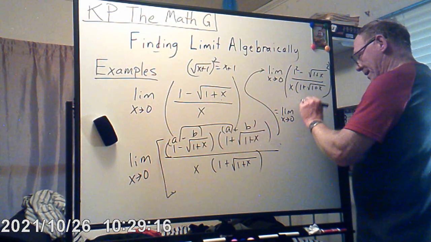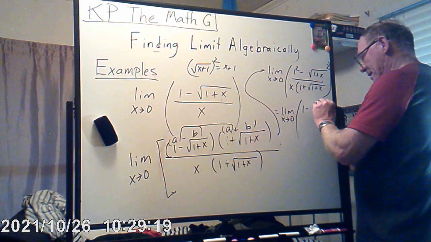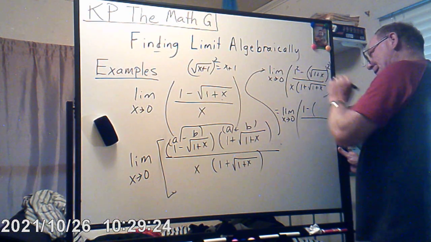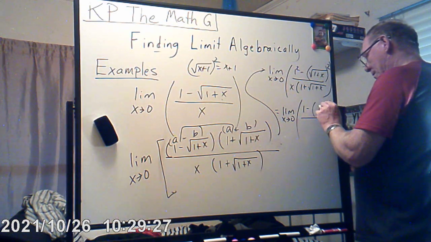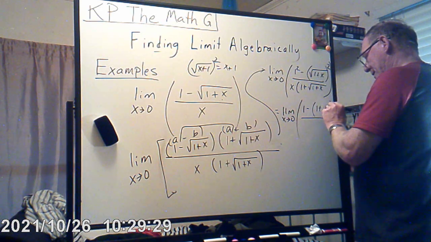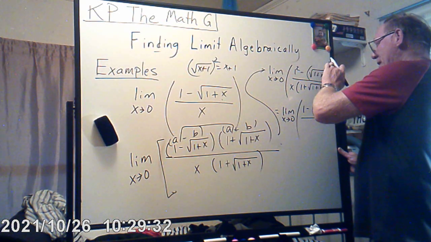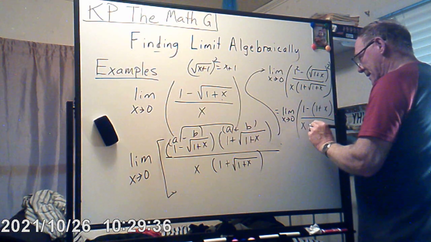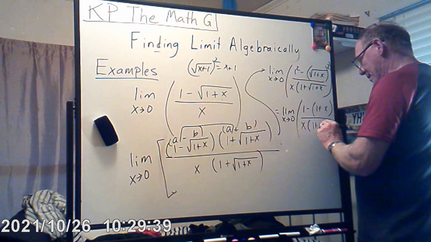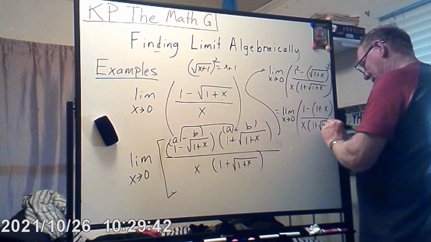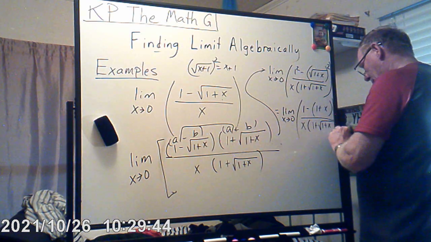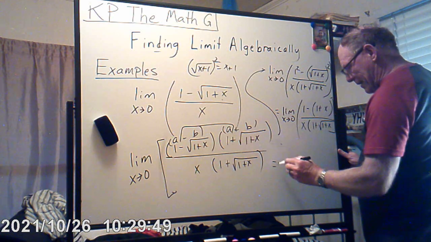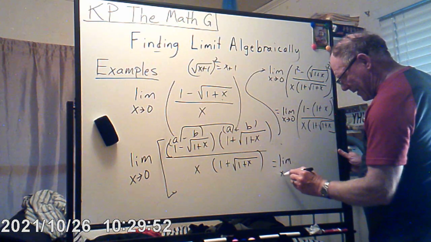Alright, so this one right here is now going to be 1 minus, put it in parentheses, because this is all one unit here. So 1 plus x, no square root anymore because the square knocks out the square root. Okay, x times 1 plus the square root of 1 plus x. Alright, we're running out of room, but we're getting there. The limit as x approaches 0.